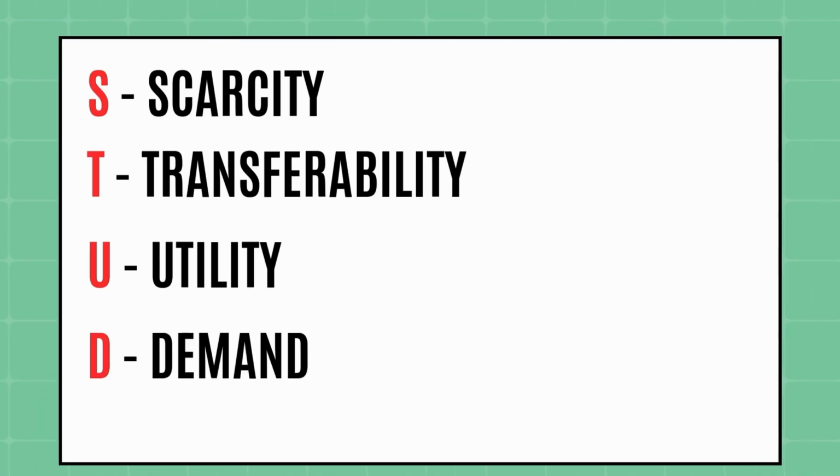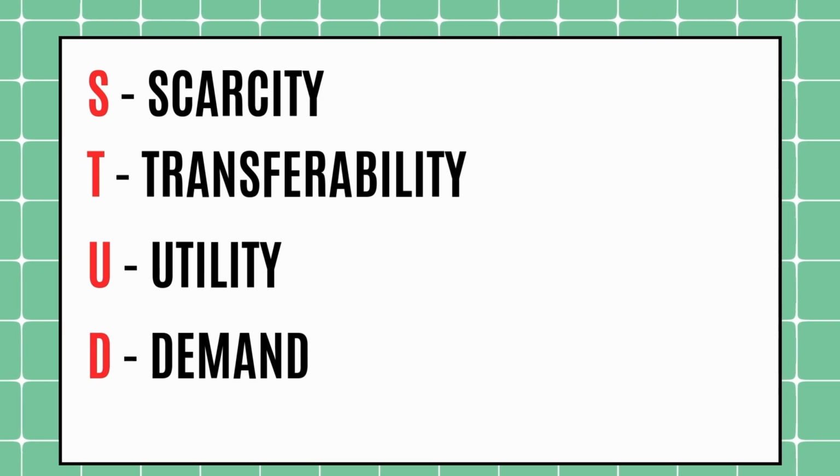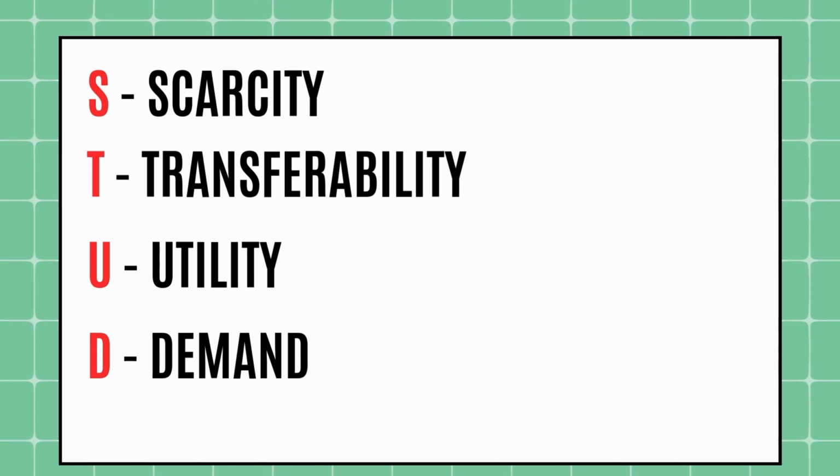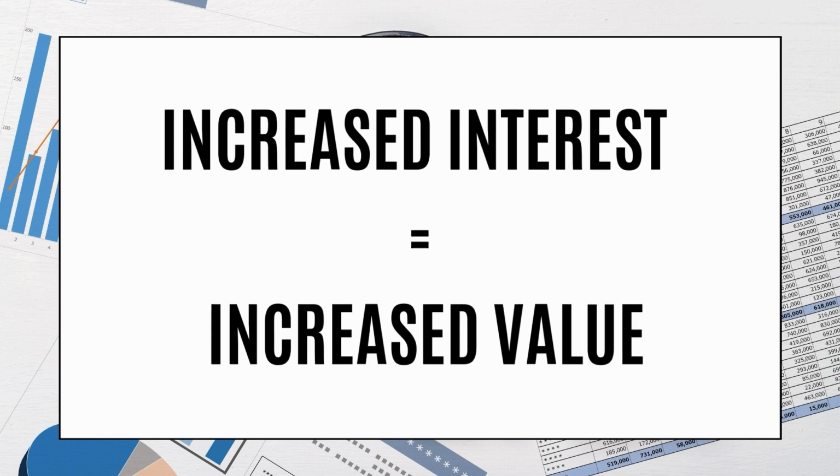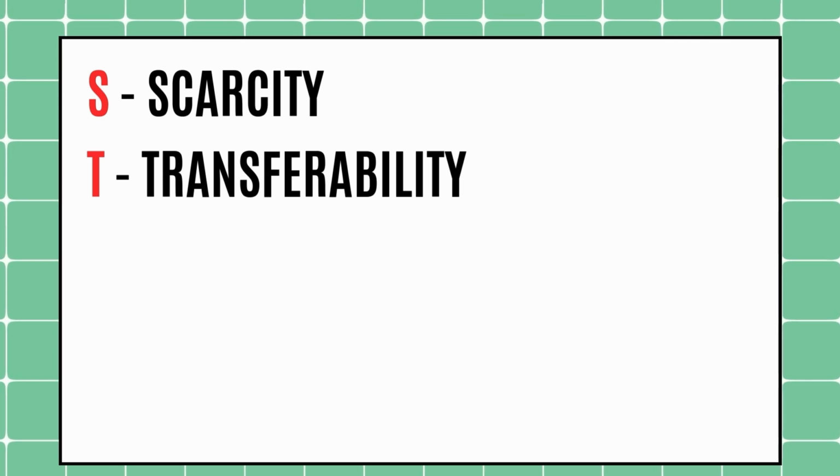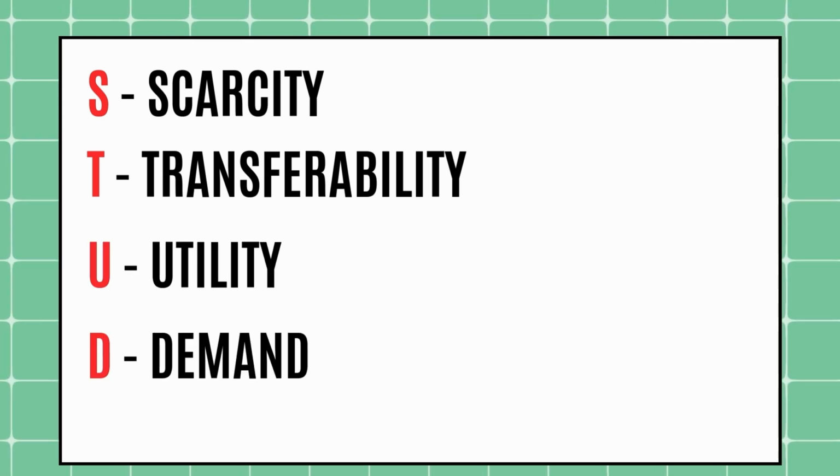U, utility. Utility represents a house's usability. Can the house be used in different ways? That translates to a better value. D, demand. Are there several buyers interested in a home? That can cause the property's value to skyrocket. What's the mathematics behind it? Increased interest equals increased value. One more time. Scarcity, transferability, utility, and demand.